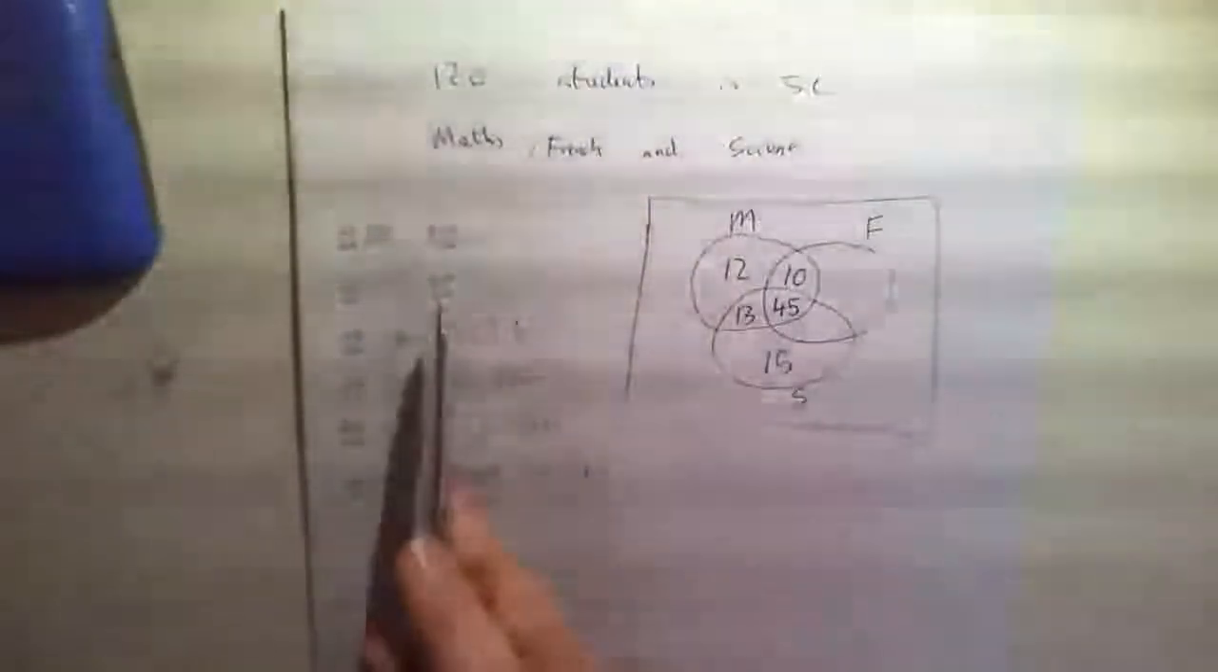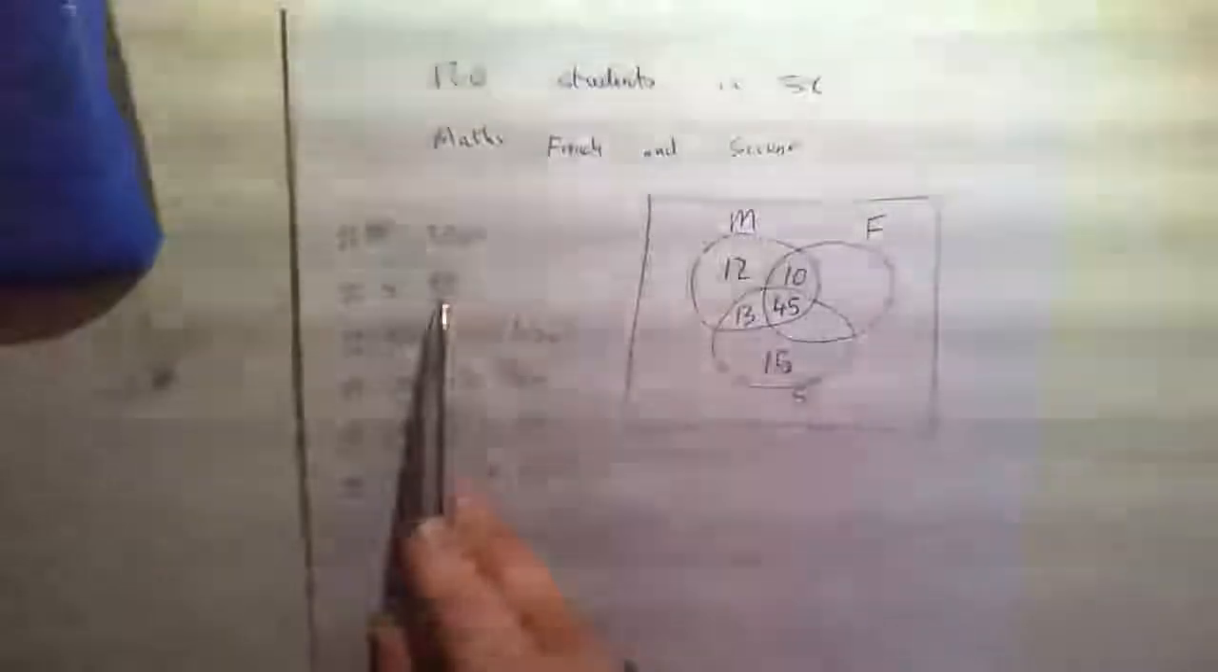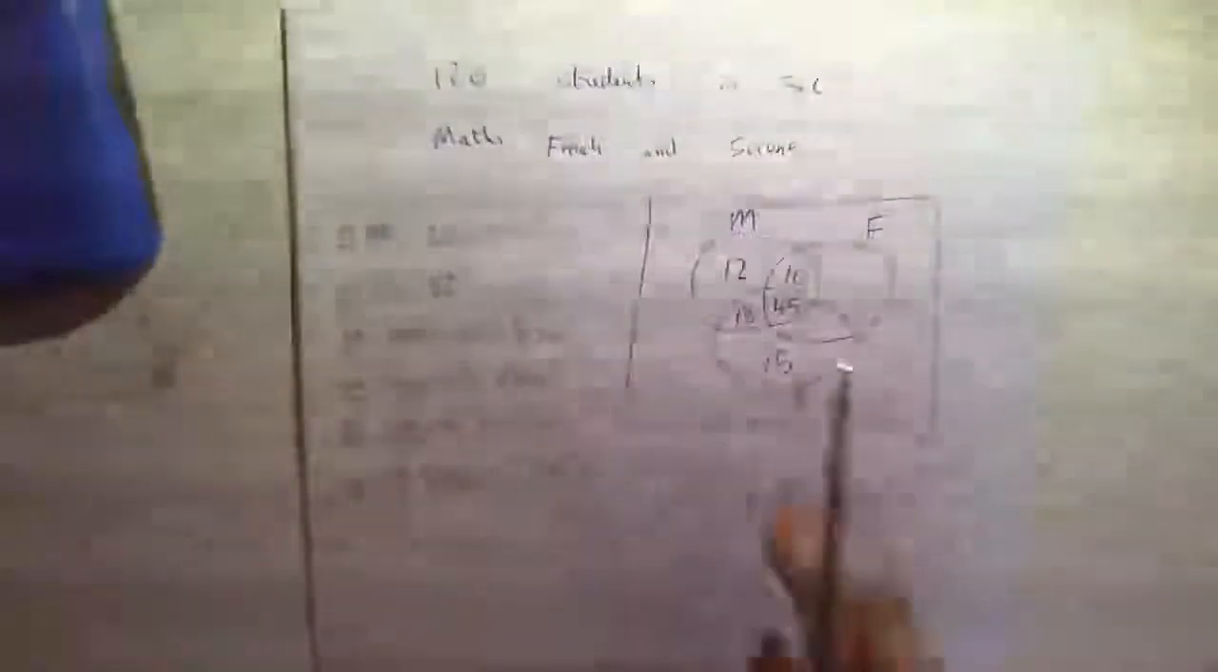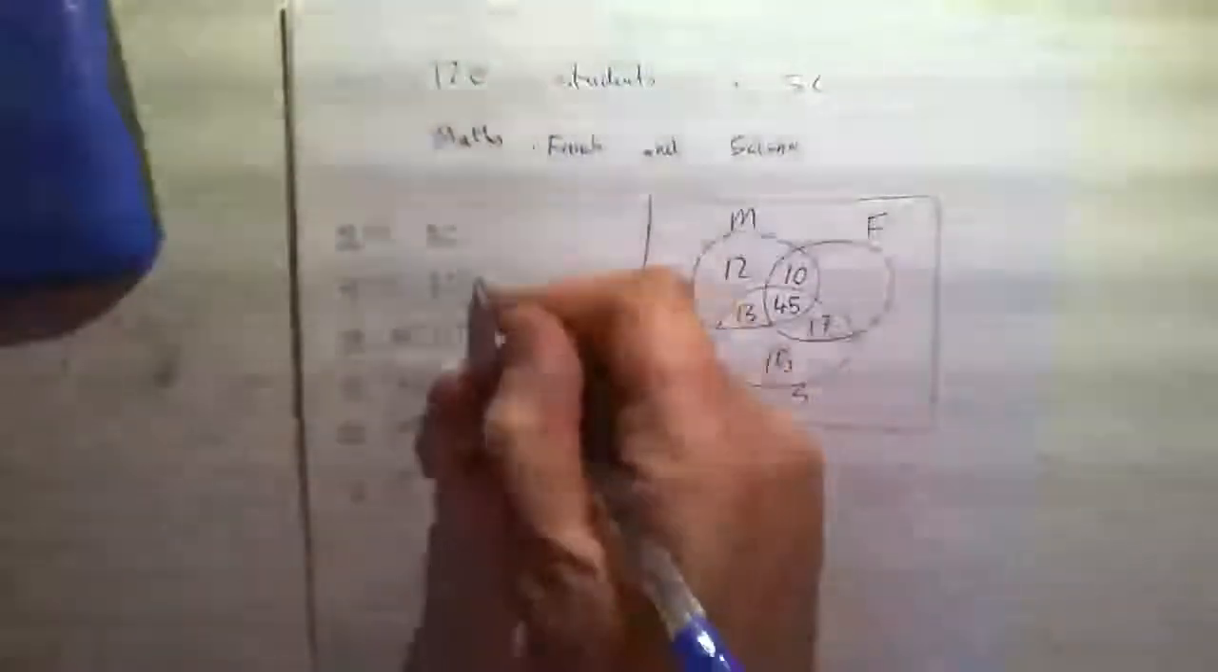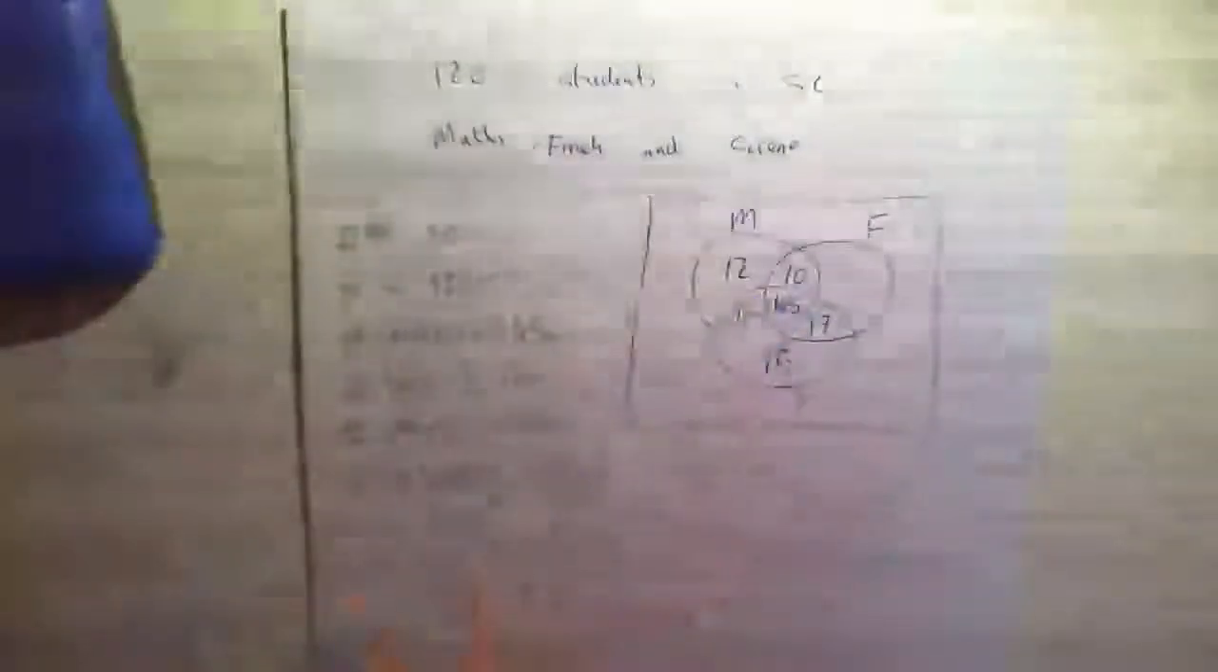And then, how many people are left? Well, they're all studying one of these three subjects. So if I add them all up, what's left over must be the French only, because there's no one else. So let's add them all up: 45, 55, 68, 78, 85, 95, 112. 112 from 120 leaves us with 8 people who just did French on their own.